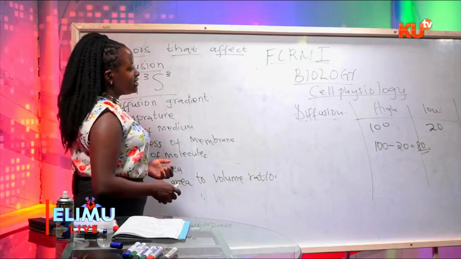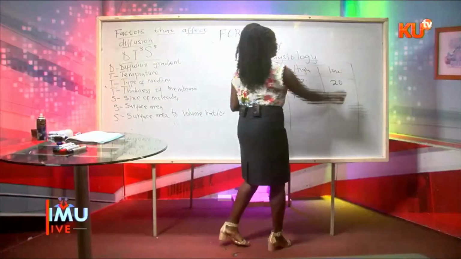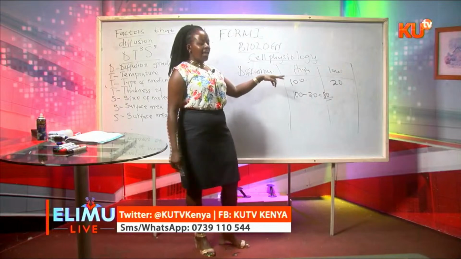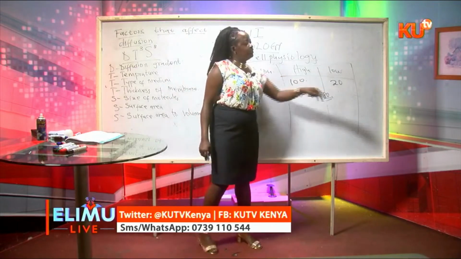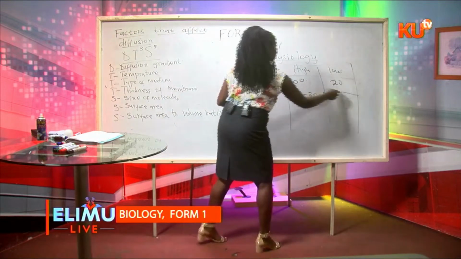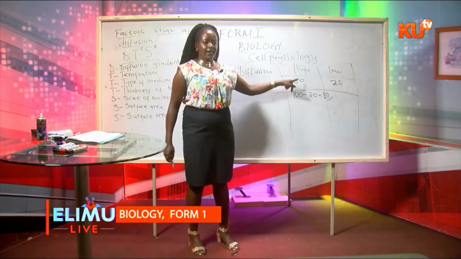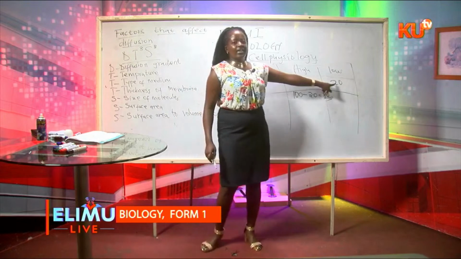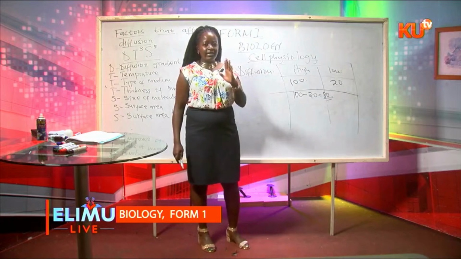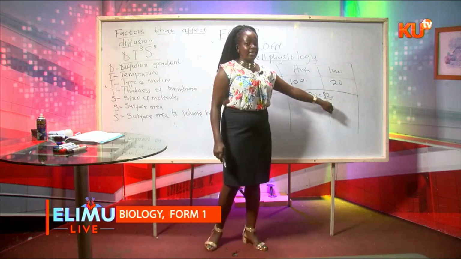We can demonstrate that. We had this small table here showing how particles are in the region of high concentration and in the region of low concentration. So we're going to have 2 scenarios. This is the first one. In the region of high, there are 100 particles. In the region of low, we have 20 particles. The difference or the diffusion gradient will be 100 minus 20, which is 80.